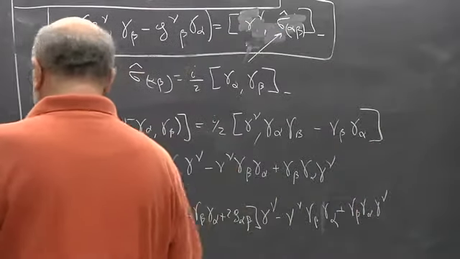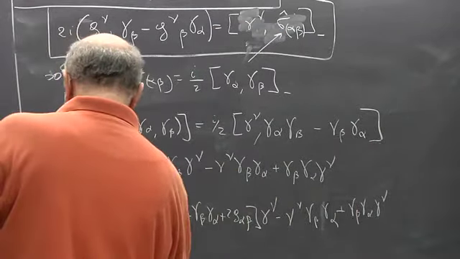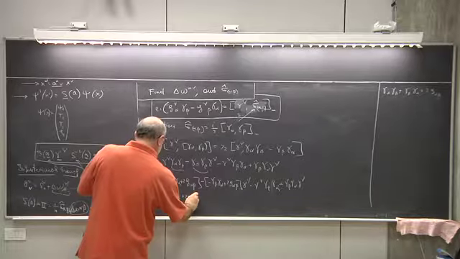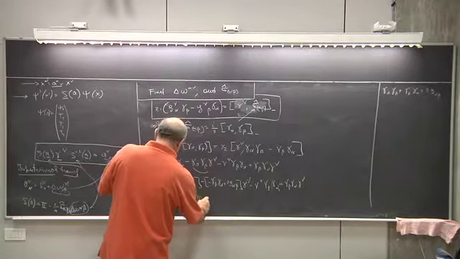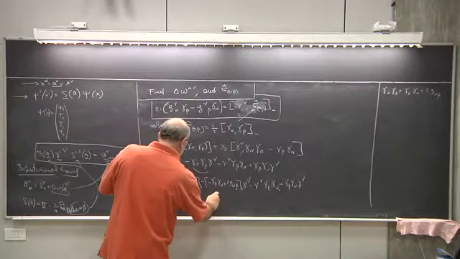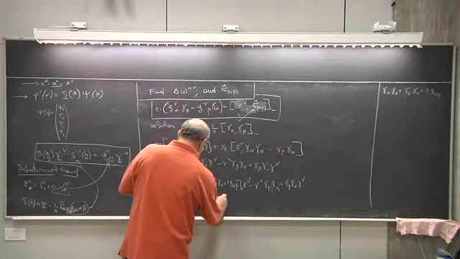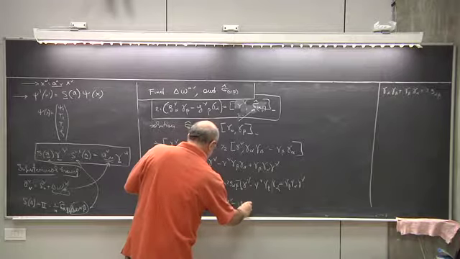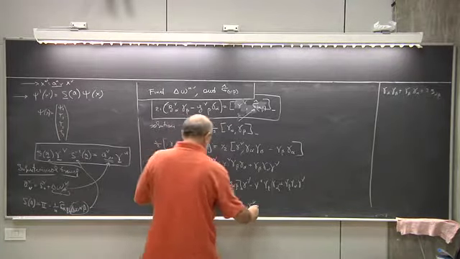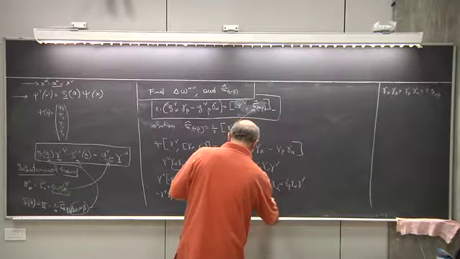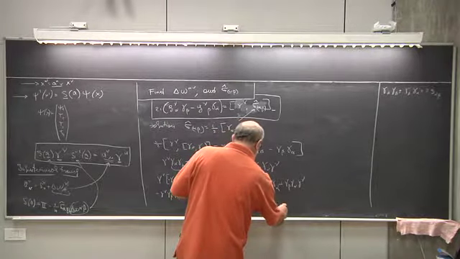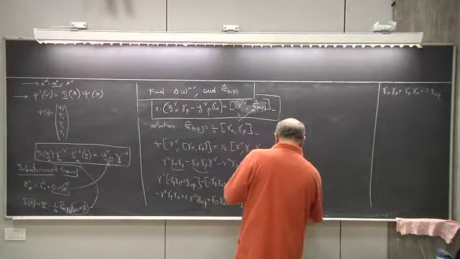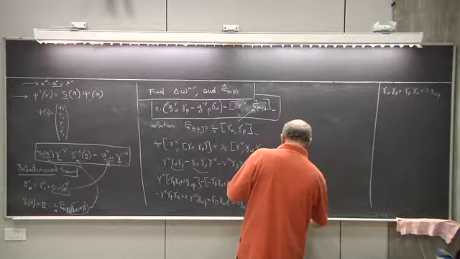So now let's work this out. I have minus gamma nu, gamma beta, gamma alpha, plus 2 gamma nu, g alpha beta, plus gamma beta, gamma alpha, gamma nu, minus 2g alpha beta, gamma nu, minus gamma nu, gamma beta, gamma alpha, that is this, plus gamma beta, gamma alpha, gamma nu.